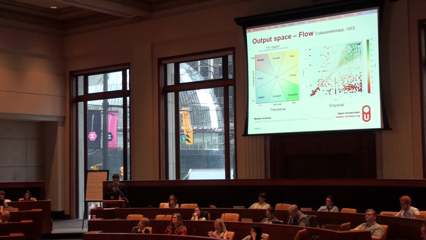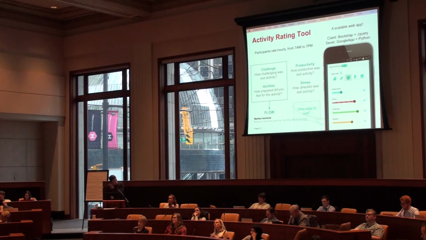But how did we sample this measurement of the flow? We developed an application called Activity Rating Tool, which is a scalable web application, which also runs on mobile. Basically, the participants had to rate hourly their level of productivity, stress, challenge, and abilities. They had to answer with sliders that could give a value from 0 to 100.